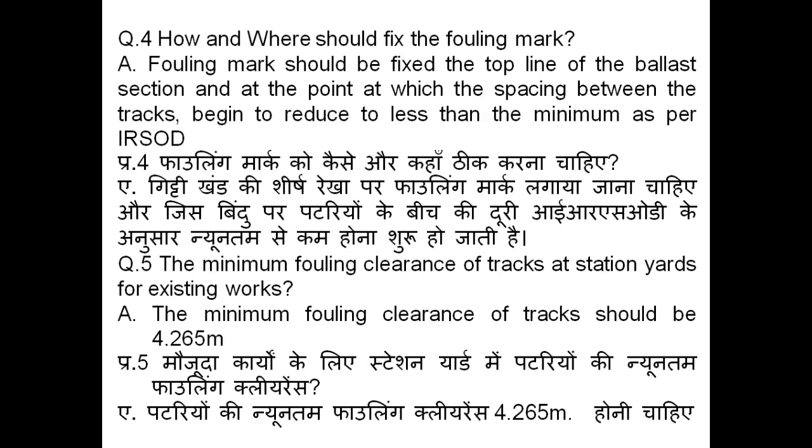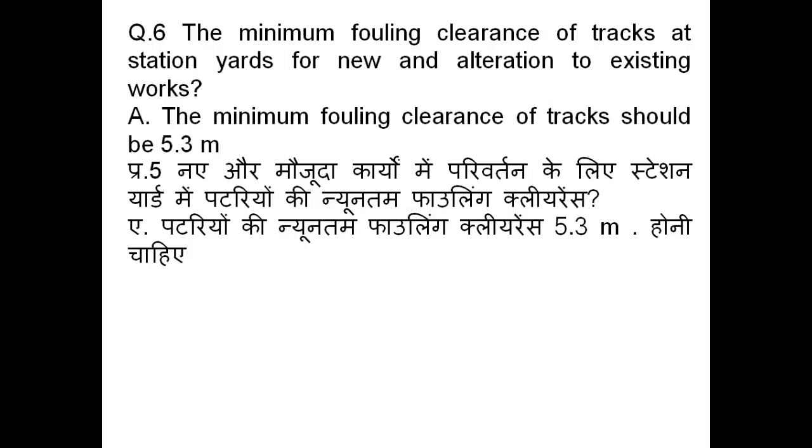Question number 5. The minimum fouling clearance of tracks at station yards for existing works. The minimum fouling clearance of tracks should be 4.265 meter. Question number 6. The minimum fouling clearance of tracks at station yards for new works and alteration to existing works. The minimum fouling clearance of track for new works and alteration to existing works should be 5.3 meter.